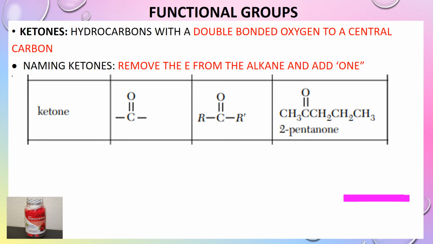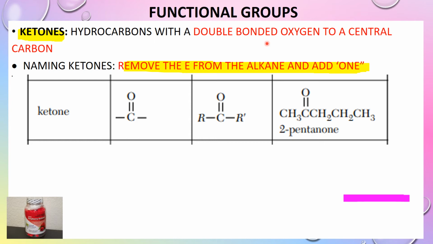Okay, ketones. So I'm sure you've seen ketones if you go to the pharmacy or you go to CVS. You can see you can buy different ketones. This is an example of them. You'll find them in the vitamin section. Okay, they are hydrocarbons with a double bonded oxygen to the central carbon. So we've got a hydrocarbon, obviously a hydrogen carbon, but you've got a double bonded oxygen on the central carbon.